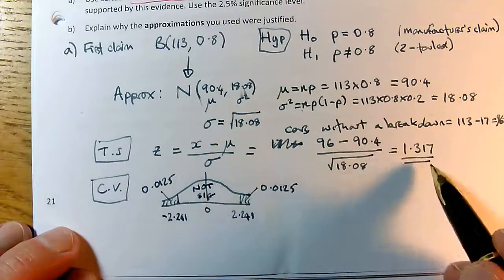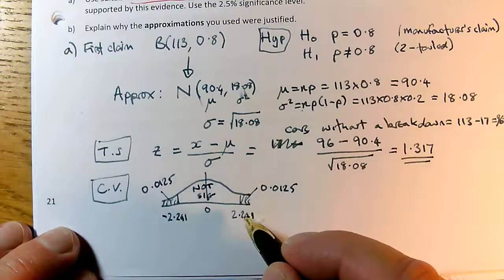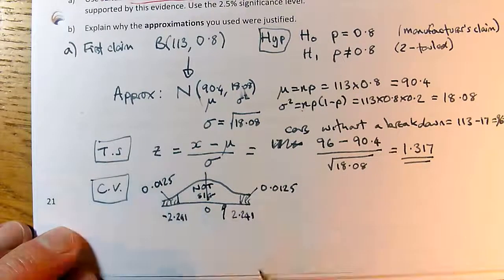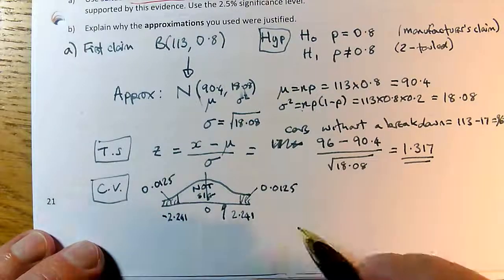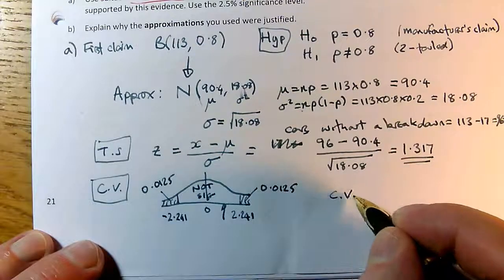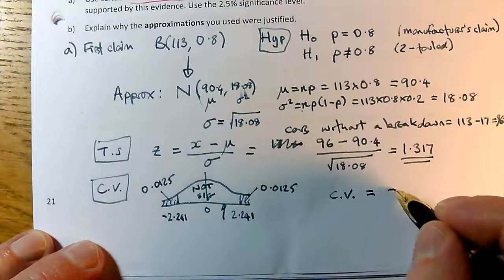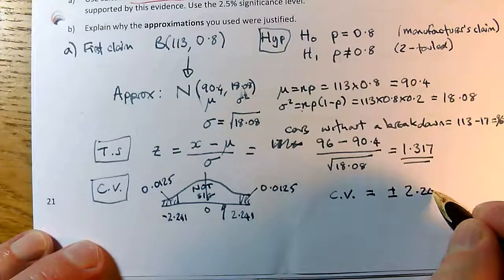So where am I? I've got a Z value of plus 1.317. Now that's less than this. So it's there. I'm now moving on to my comparison. Let's just state my critical values before I move on. So my critical values, there were 2 of them. It was plus or minus 2.241.